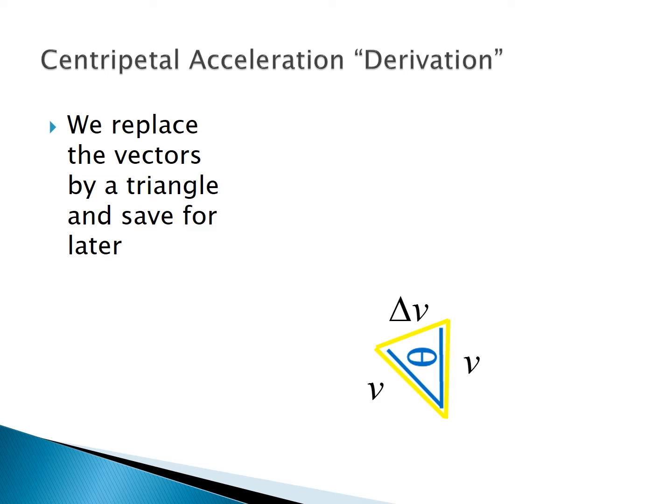What we're going to do is replace all of these vectors with lines to form a triangle. And that triangle has sides of length v, because notice that v sub 0 and v sub 1 both have the same length because we're dealing with constant tangential speed, so these lengths are the same. So the two sides are length v, and the top is delta v. Now we're going to save this triangle for later.